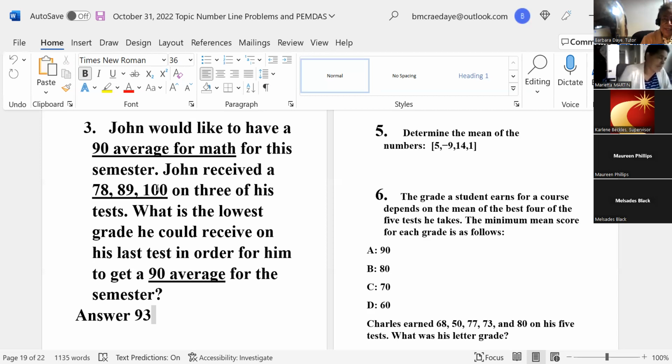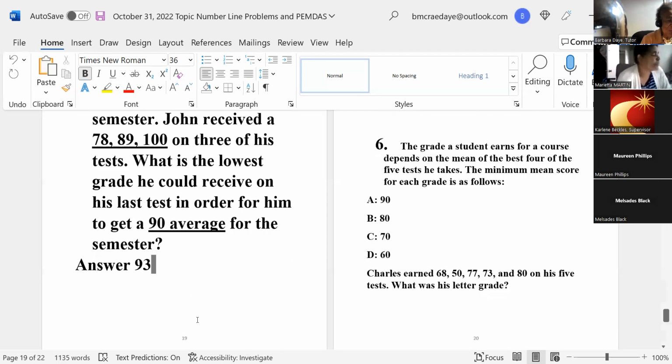That's your answer. Tell me again what you did there. I'm giving you another way to do it. For a 90 average, right? 4 times 90 is equal to 360. In other words, your total has to be 360 to get a 90 average for 4 items. Got it? Now take 78 plus 89 plus 100.